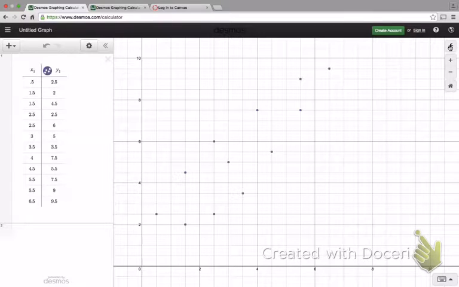Just click on the wrench to make it go away. So this is the same graph you guys already have on your paper. It's just on the computer now. We're going to put the line of best fit. Remember, it's y equals mx plus b.